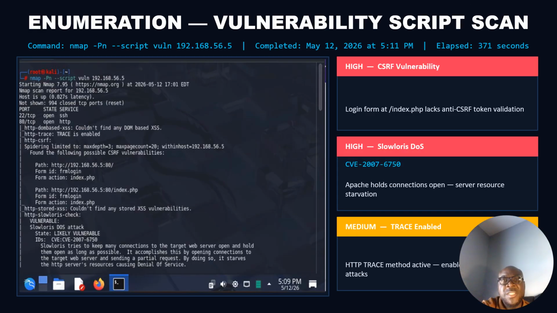This is one of the most important scans: Nmap's built-in vulnerability script. Running the Nmap script vuln against my Kioptrix machine, which is 192.168.56.5, took 371 seconds and identified critical issues immediately.